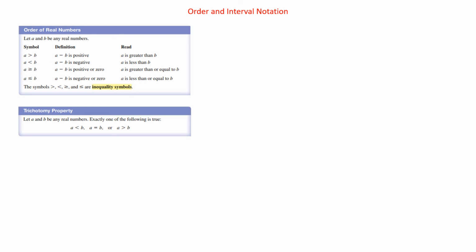The trichotomy property. The only reason I have this is just in case for some reason you actually see the vocab word trichotomy property. Basically, if you have two numbers, one of three things has to be true. Either the first number has to be bigger than the second number, the second number has to be bigger than the first number, or they have to be equal. There are no other options for two real numbers. That's the trichotomy principle.